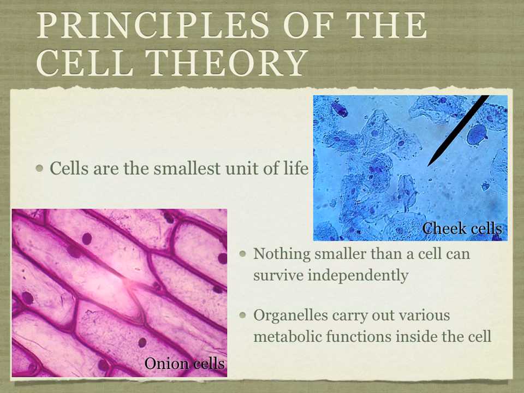Also, organelles are meant to carry out various metabolic functions inside of the cell. For example, the mitochondria produces ATP that is used as energy inside of the cell, but the mitochondria by itself outside of the cell is not able to survive. You can see here pictures of cheek cells that have been obtained from the inside of somebody's mouth. And then here you can see onion cells, which have been colored in order for us to be able to see the nucleus and the membrane, the cell wall, very clearly.